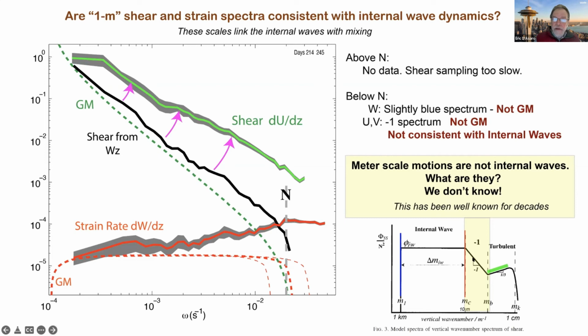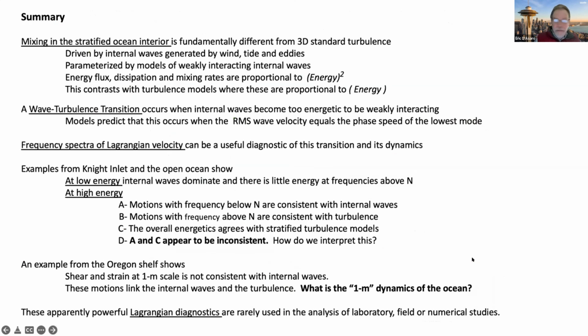So as usual, I talk fast, and so I'm basically done, but that gives some interesting time for questions. Here's what I said, spun slightly differently. Background. Mixing in the stratified ocean interior is fundamentally different from that in 3D turbulence. The mixing is driven by internal waves that are generated by wind, tide, and eddies. We can parameterize that using models of weakly interacting internal waves. And the important thing is that all the rates, energy flux, dissipation, and mixing rates are proportional to the square of the energy. And this contrasts with turbulence models where these rates are proportional to energy.